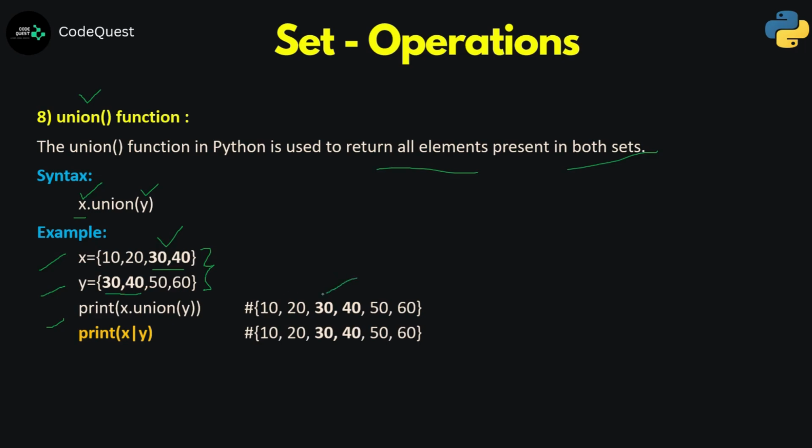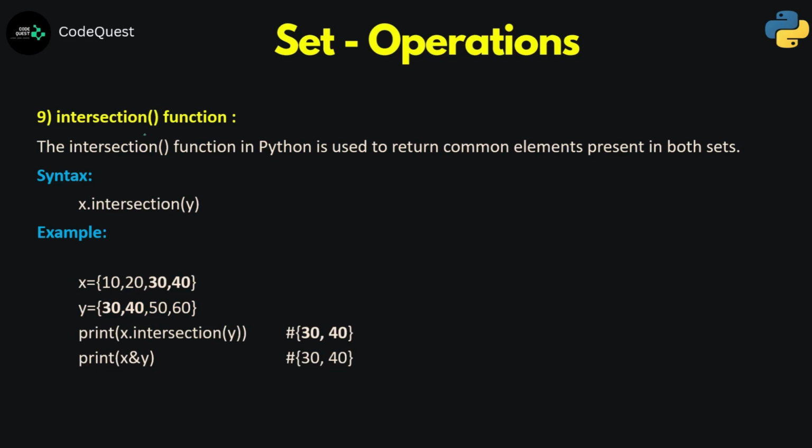So as a result, this 30 and 40 are going to appear only once. Obviously, the remaining elements 10, 20, they are part of your X, and 50, 60, they are part of your Y. So all elements have been put together as a result of union. Now the same outcome we can also get in place of writing union function. You can also take the help of OR symbol. So if I'm writing X or Y, it is nothing but we can understand X union Y, which is the same set of results what we have got in the earlier one.